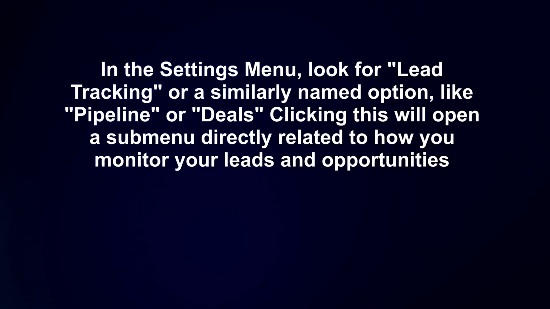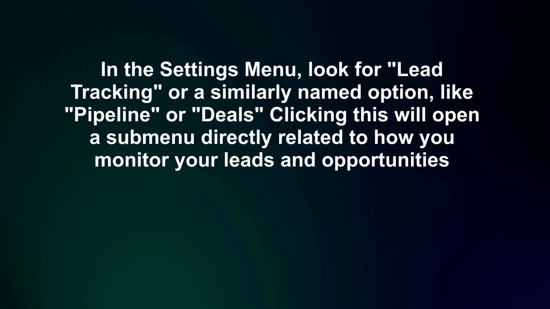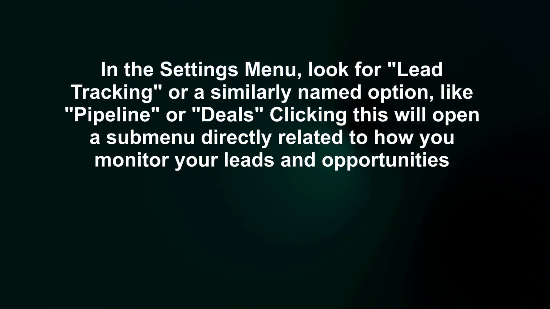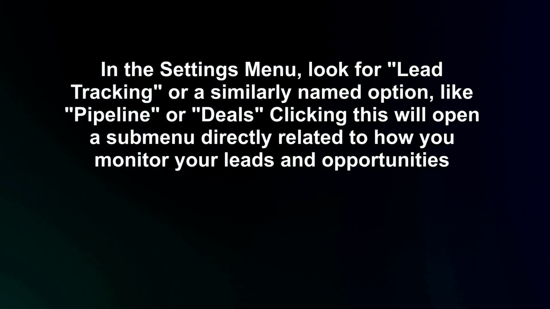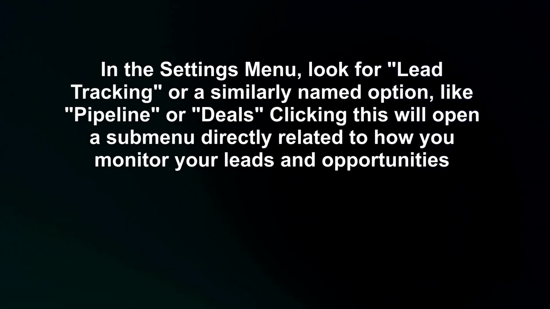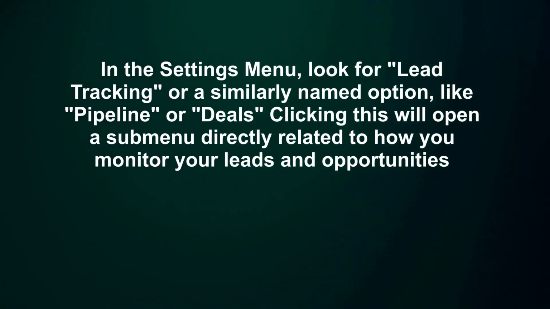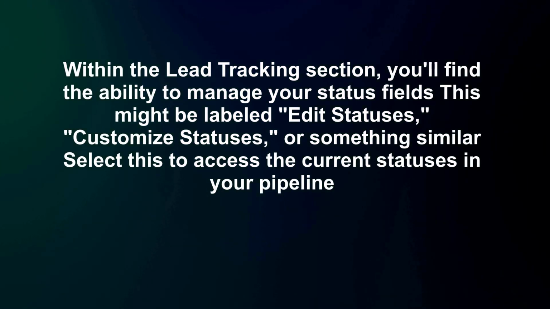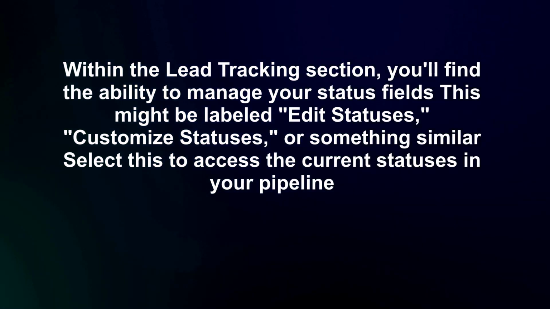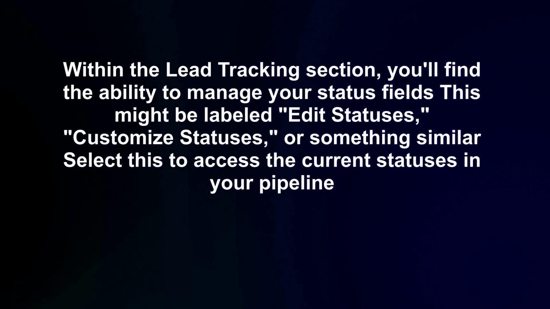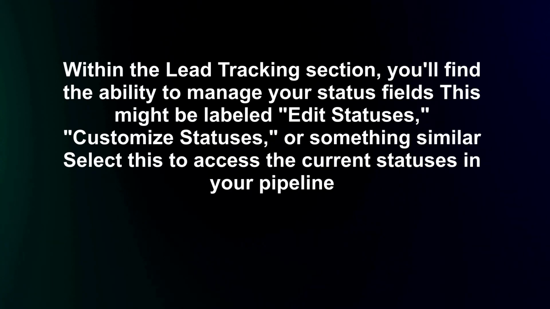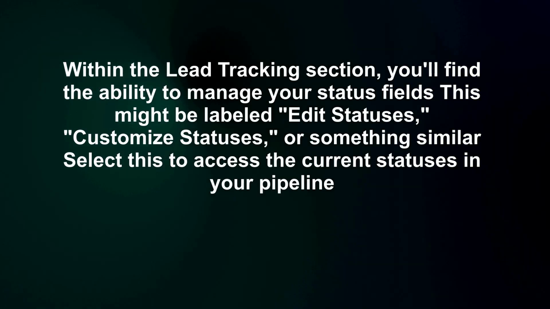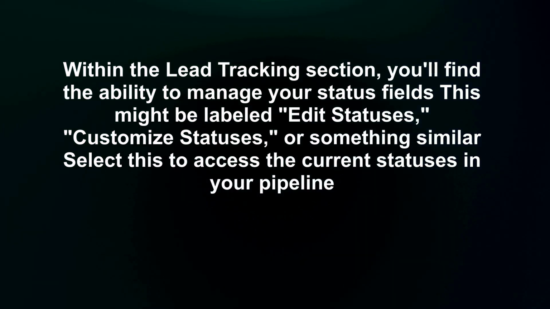In the Settings menu, look for Lead Tracking or a similarly named option, like Pipeline or Deals. Clicking this will open a submenu directly related to how you monitor your leads and opportunities. Within the Lead Tracking section, you'll find the ability to manage your status fields. This might be labeled Edit Statuses, Customize Statuses, or something similar. Select this to access the current statuses in your pipeline.